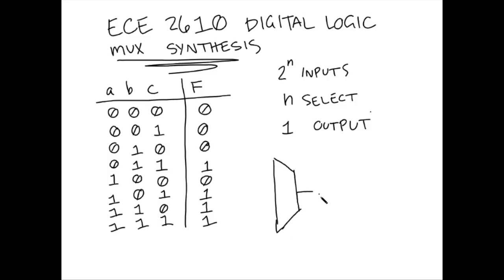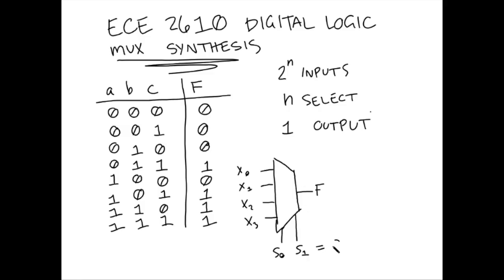Again, we're going to have one output of F, but this time we'll have 2 select lines. We'll call them S0 and S1. And that's going to give us 2 to the 2 inputs. So we'll put 4 inputs right here, x0, x1, x2, and x3. So now we have 2 select lines, so that means we're using 2 bits to select which input we're going to send to the output.